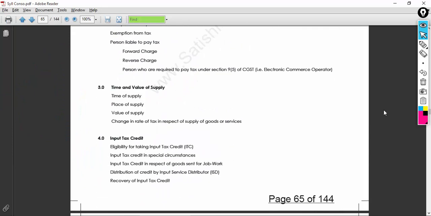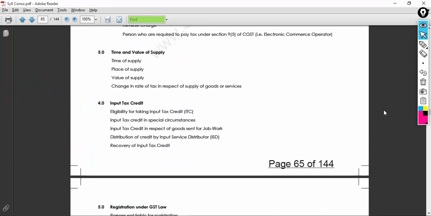Having said that, if you keep moving, you also have time of supply, value of supply, and again the basic things. You also have input tax credit, which we also had in the previous indirect taxation era. However, with GST in place, we have a few modifications. You need to know the GST eligibility, that is, input tax credit eligibility for a person to claim under the GST era.